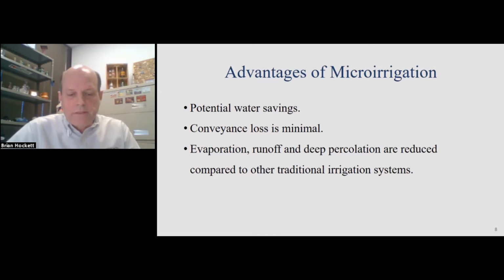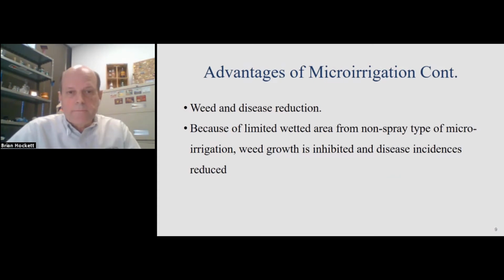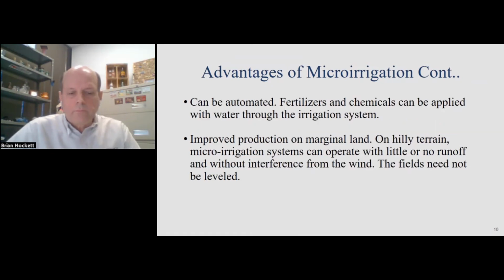Some other advantages include potential water savings, where conveyance loss, evaporation, runoff, and deep percolation are minimized. Weed and disease control. Systems can be automated. Fertilizer and chemicals, as you know, can be applied in the water through the system itself. And you can have improved production on marginal or hilly terrain, operating with little or no runoff.